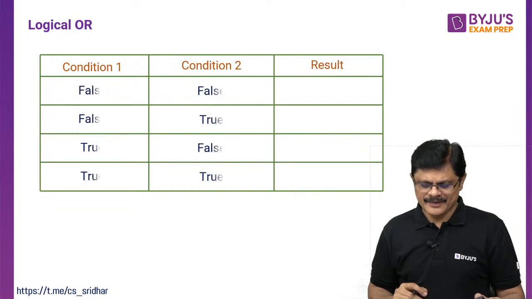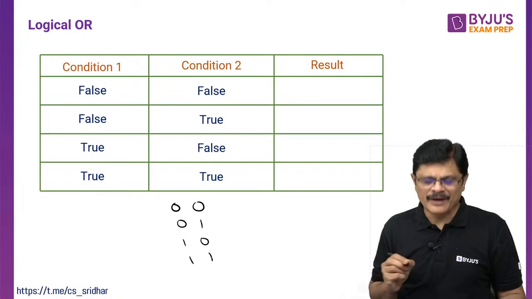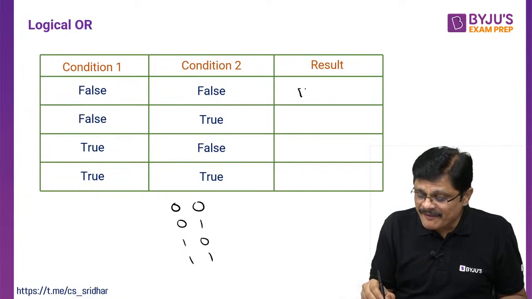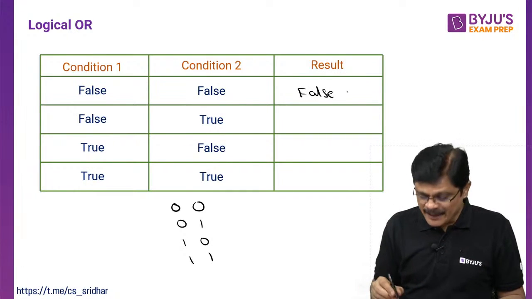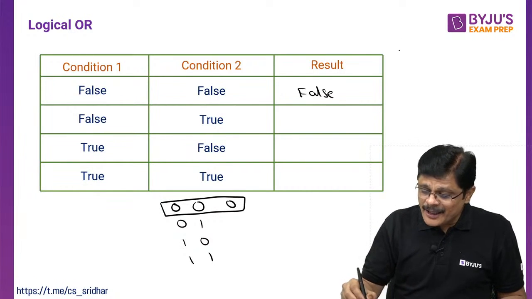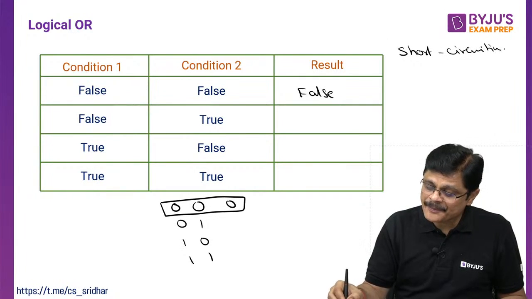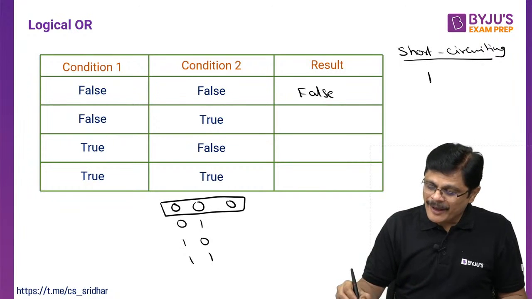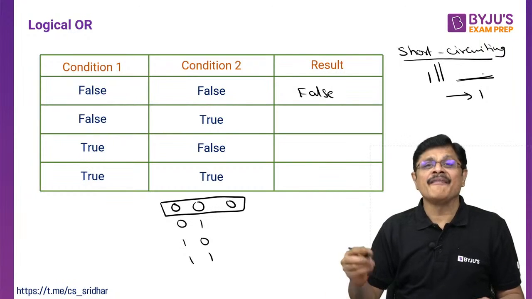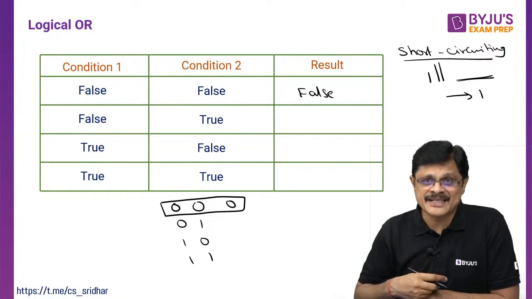Logical OR: 0, 0, 0; 0, 1, 1; 1, 0, 1; 1, 1, 1. Logical OR is false only when both are false. So generally I write only this particular line of the table, my dear friend, that is 0, 0 will give you 0. And here also short circuiting will happen. For example, 1 or anything returns 1. You don't have to evaluate that. The compiler stops evaluating the rest of the expression and returns 1 as the answer.